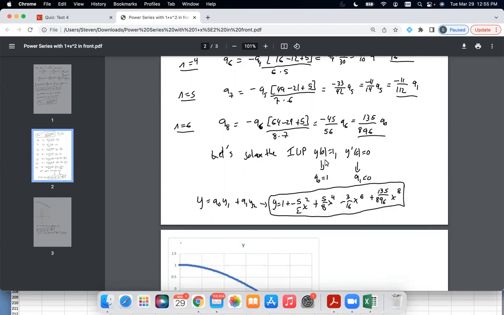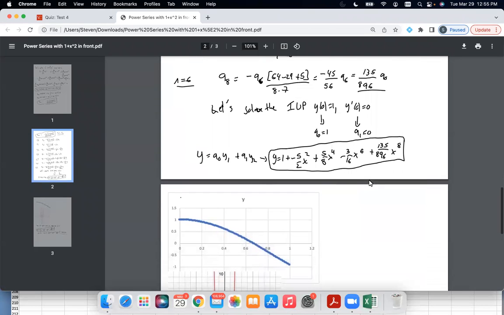Then I said, okay, let's make this an initial value problem. So let's solve y of 0 equals 1, y prime of 0 equals 0. Remember, y of 0 is always a0. Y prime of 0 is always a1 for a second order DE. So here is my general solution, or here's my solution to my initial value problem.